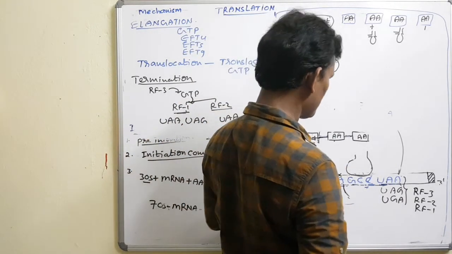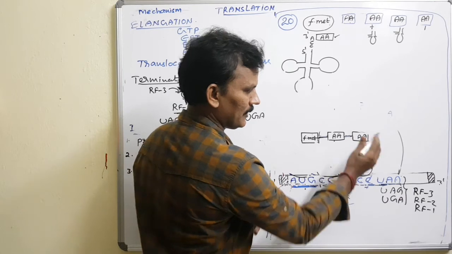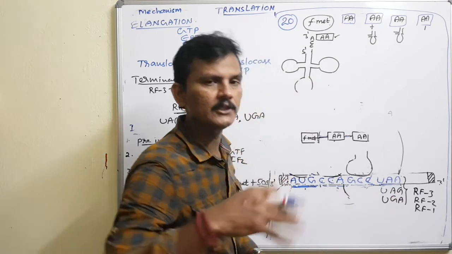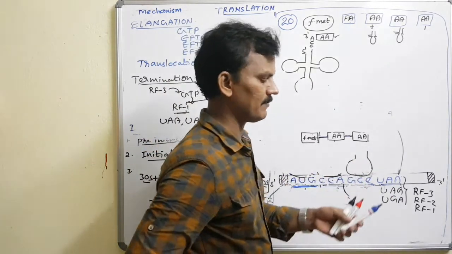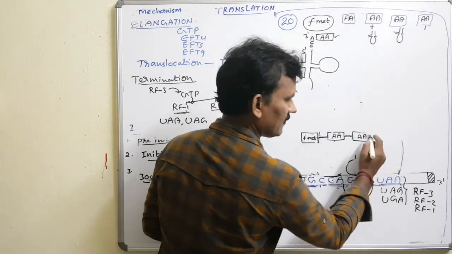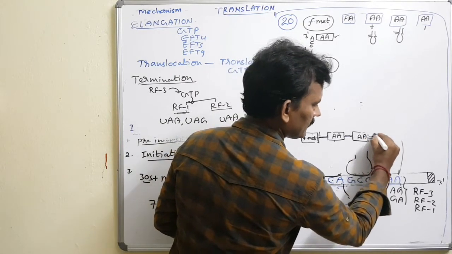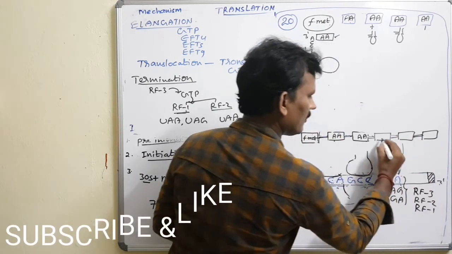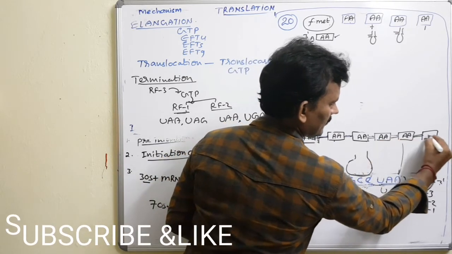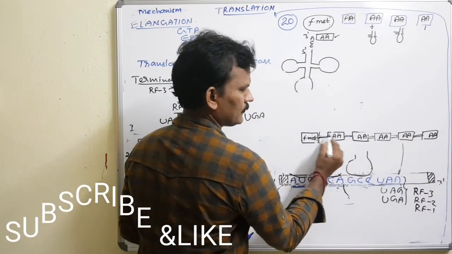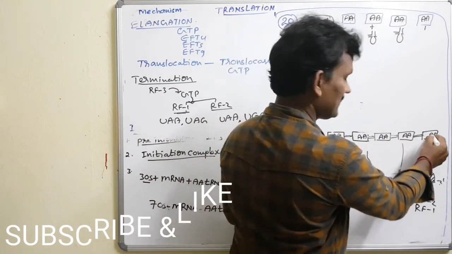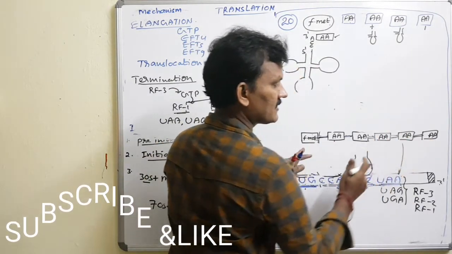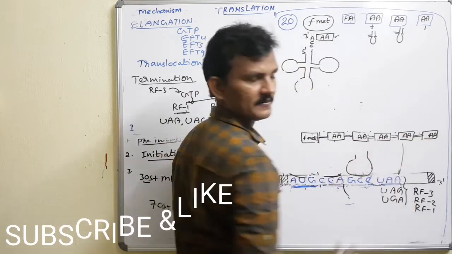For a simple explanation of the process, I used only 3 amino acids. But you need to imagine that between this codon and this codon, you need to add 3 more codons for elongation of the polypeptide chain. For better explaining, I am using 2 more amino acids. Amino acids 1, 2, 3, 4, 5, 6: 6 amino acids mean peptide bonds are 5.